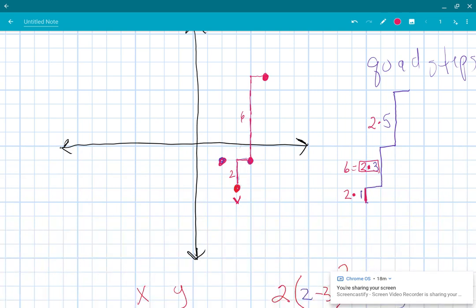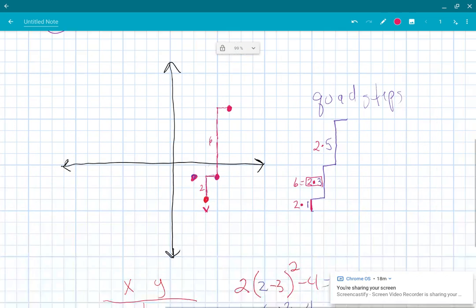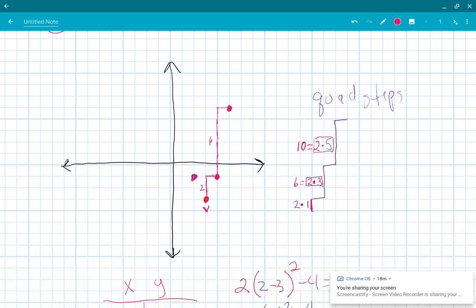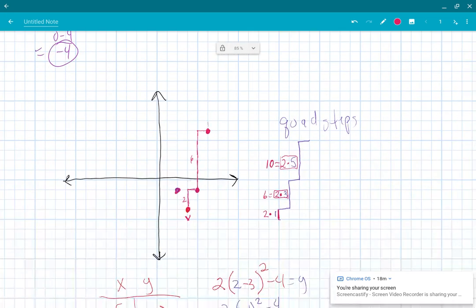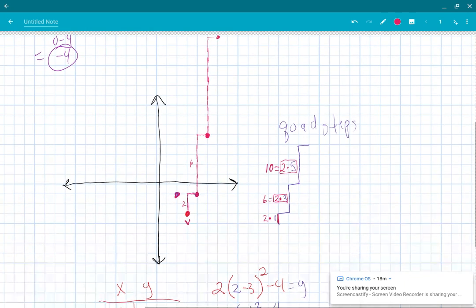All right. And what's the next step going to be? How tall is it going to be? 2 times what? 2 times 5, which is what? 10. So it's going to go up 10. 1, 2, 3, 4, 5, 6, 7, 8. I'm off my graph. All right. And that's enough to do a parabola.